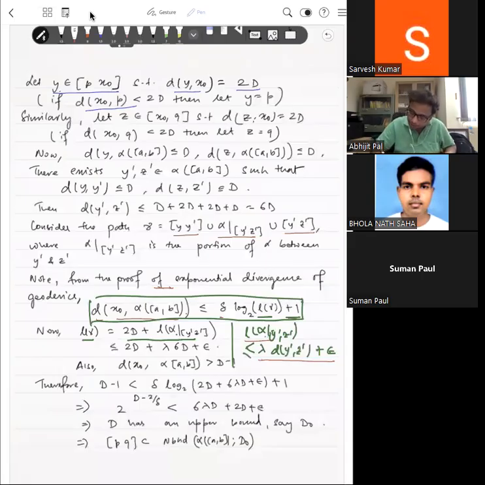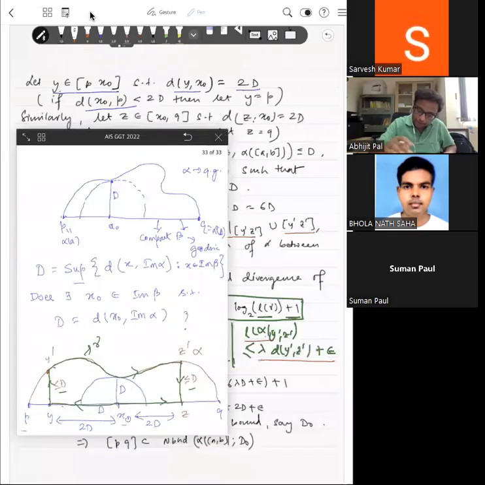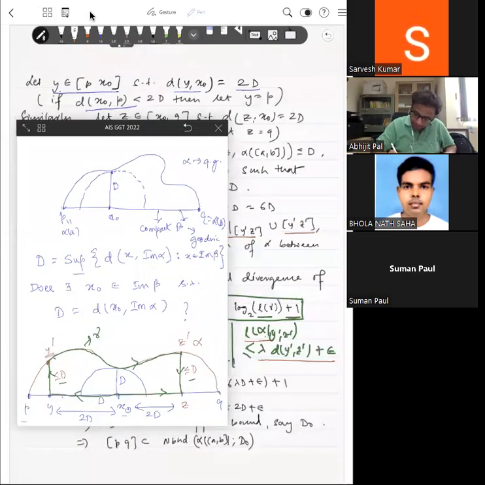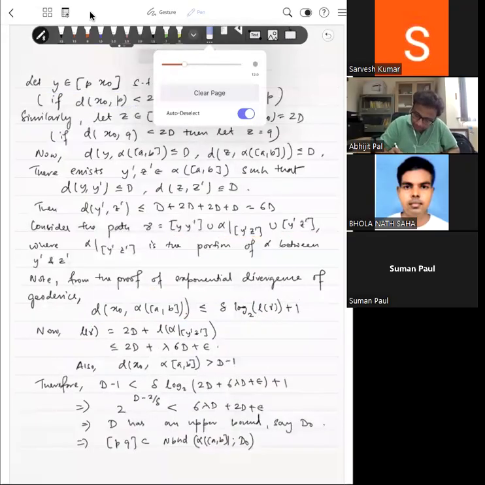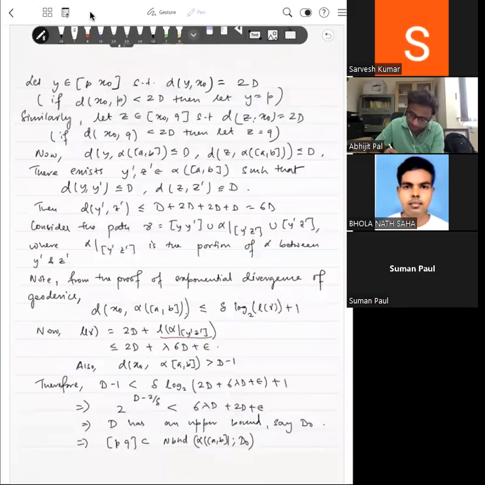Now what is the distance between y prime and z prime? By the triangle inequality, the distance between y prime and z prime is at most 6 delta. Therefore, the length of alpha restricted to y prime z prime is at most lambda times 6 delta plus epsilon. So we have this here.